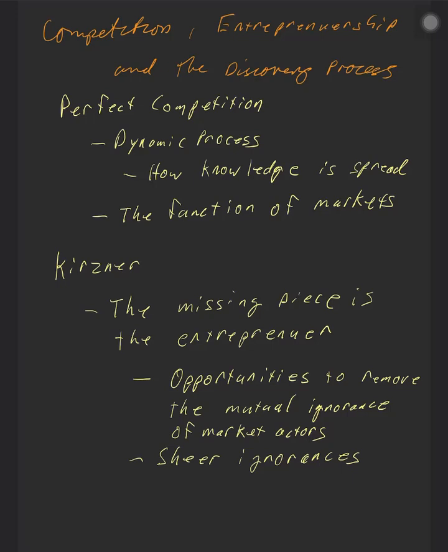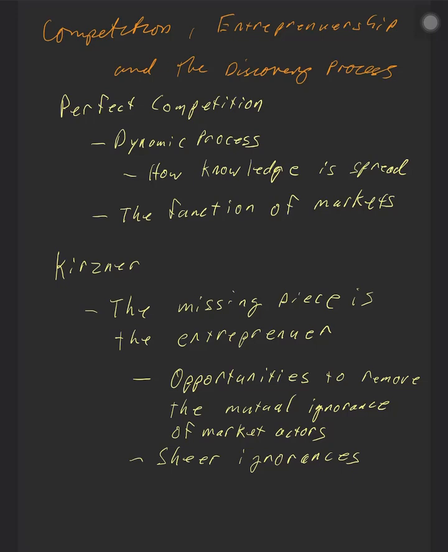So Kirzner brings us an idea from Mises, who we've talked about earlier in this class, that's the entrepreneur, and brings it to the Hayek problem, which is how do competitive markets help us learn? So Kirzner says, hey, Hayek, you were asking how competitive markets help us learn. The answer is the entrepreneur. And what does the entrepreneur do? The entrepreneur comes along, sees the opportunities to remove mutual ignorance of market actors.